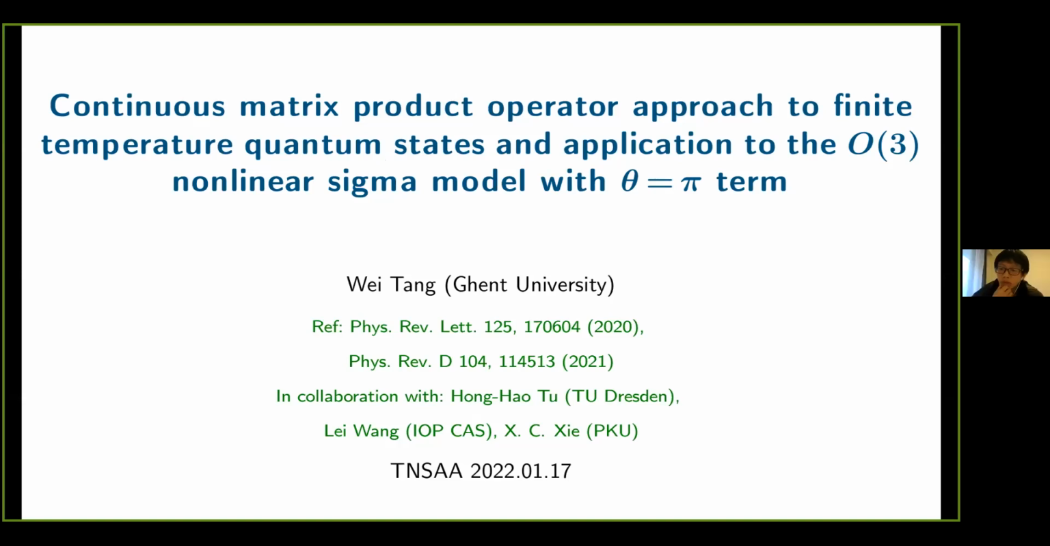Please. So thanks for the introduction, and I would like to thank the organizers for giving me this opportunity to present my work here. So today I'm going to talk about this continuous matrix product operator approach to finite temperature quantum states and its application to the O3 nonlinear sigma model with theta equal to pi term.